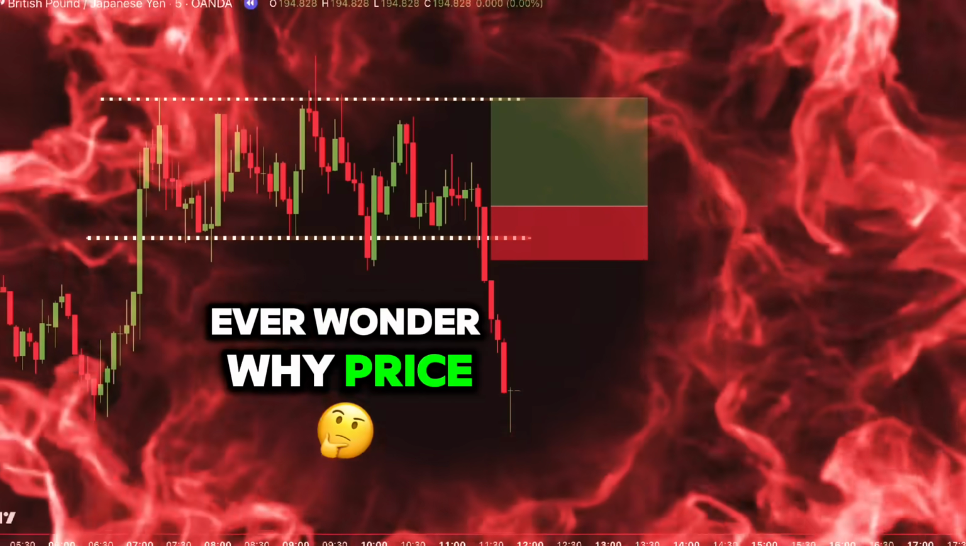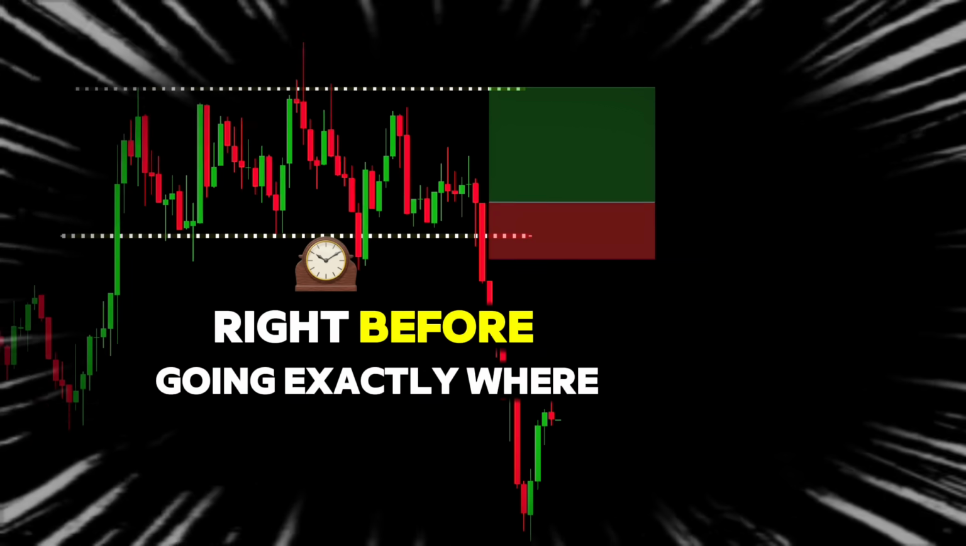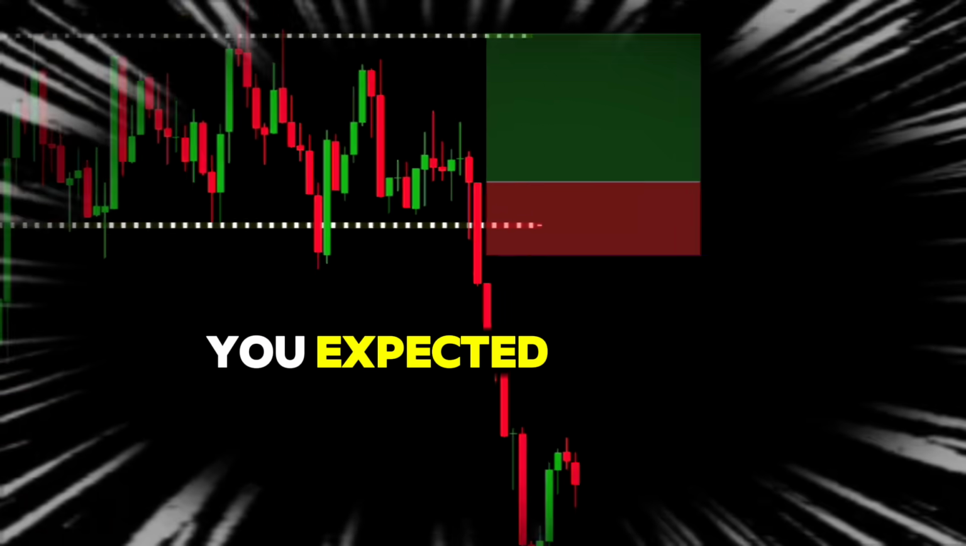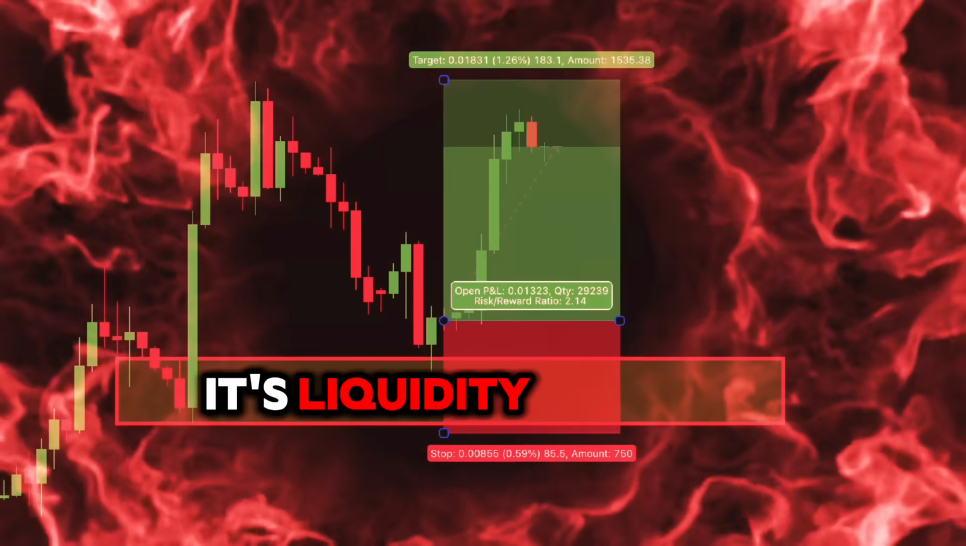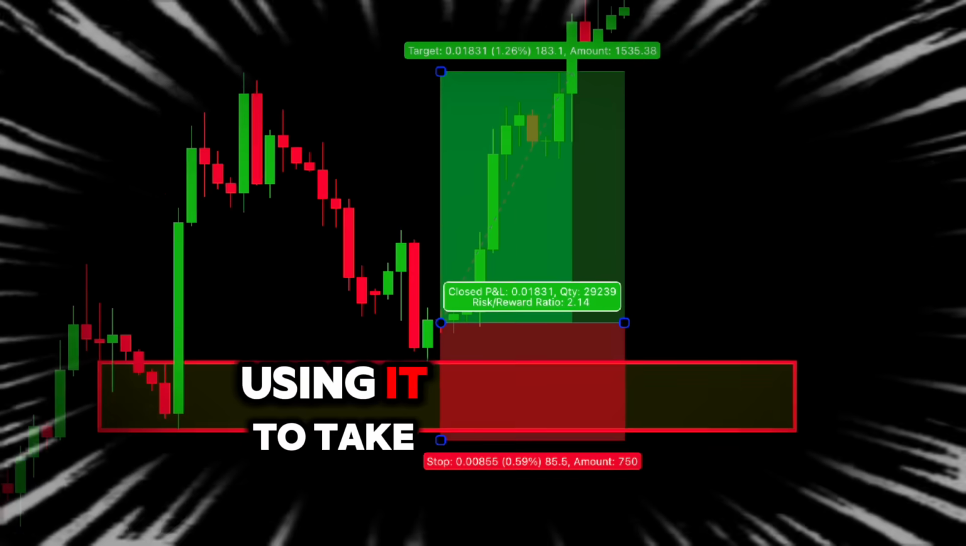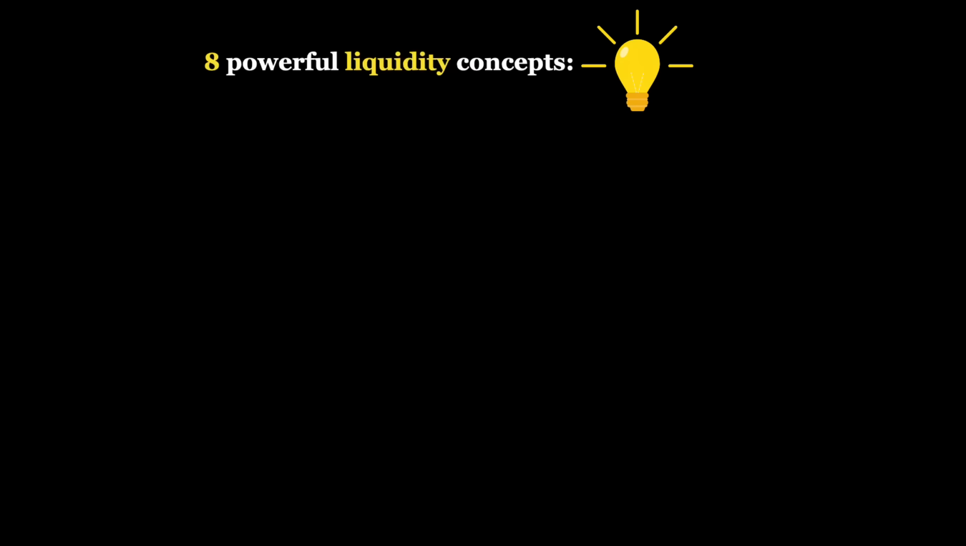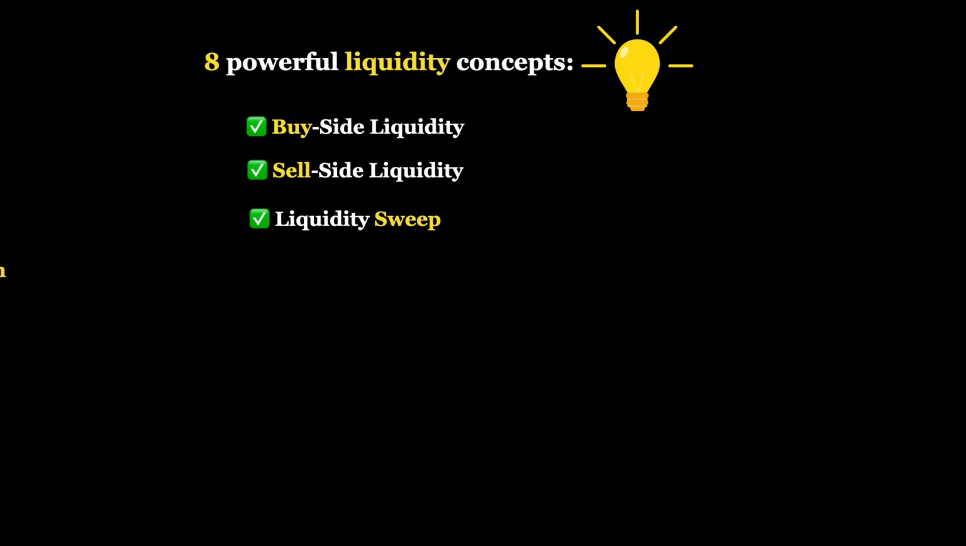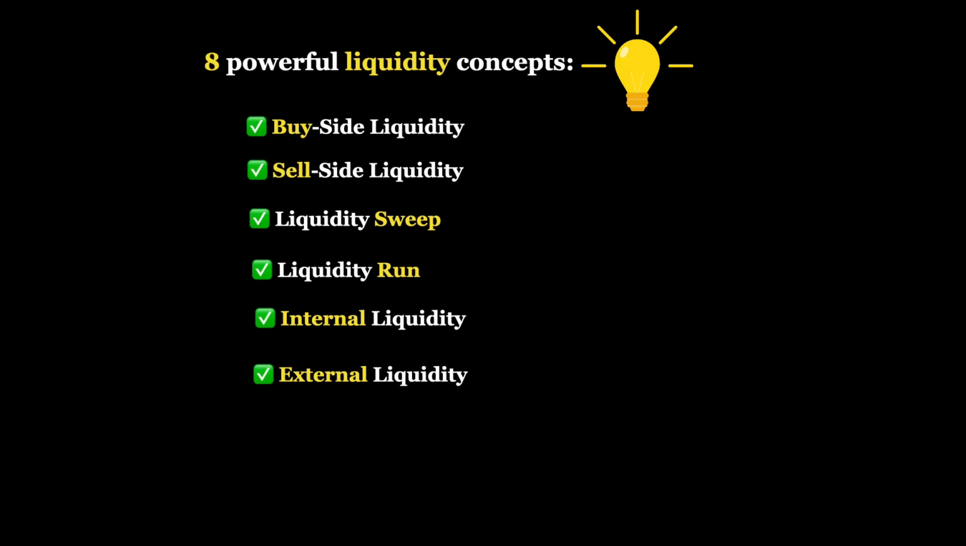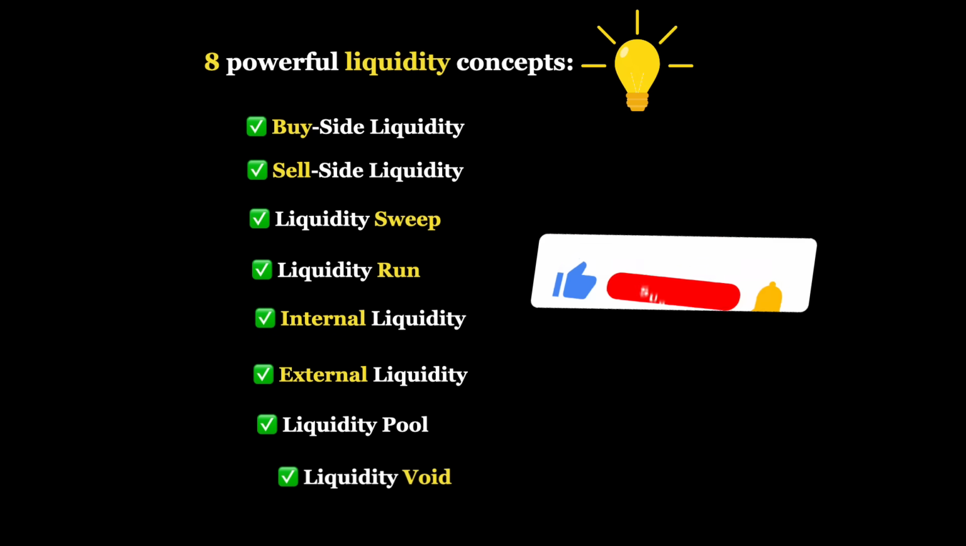Ever wonder why price always seems to hit your stop loss right before going exactly where you expected? That's not an accident, it's liquidity, and smart money is using it to take your trade before taking the market. In this video, you'll learn 8 powerful liquidity concepts: Buyside Liquidity, Sell-Side Liquidity, Liquidity Sweep, Liquidity Run, Internal Liquidity, External Liquidity, Liquidity Pool, and Liquidity Void.